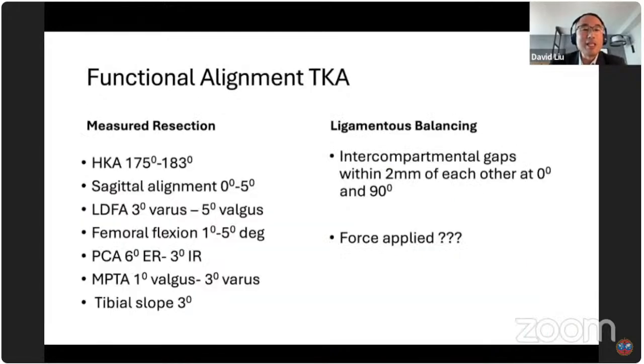For what it's worth, the other important thing about functional alignment is it is bounded. I have boundaries to what I will resect. I have certain boundaries to the intercompartmental gap differences that I accept. There is probably not a lot of evidence for what I've chosen here, except that I think I'm not far off. Experts in the literature, such as Sebastien Lustig, I think go for similar parameters.